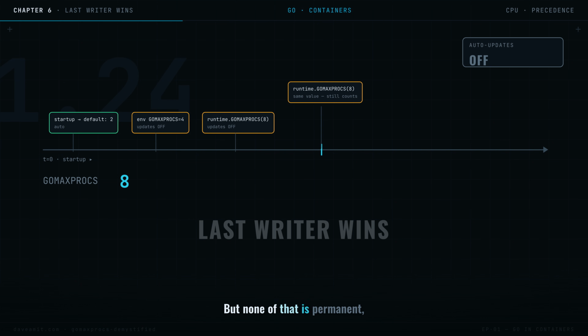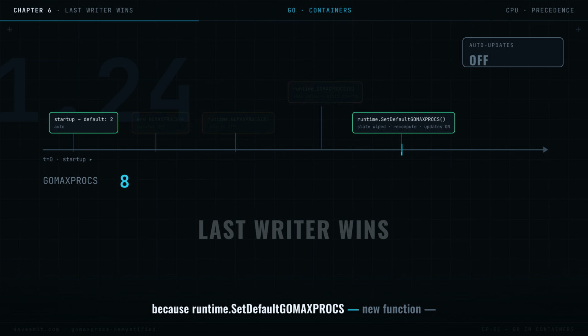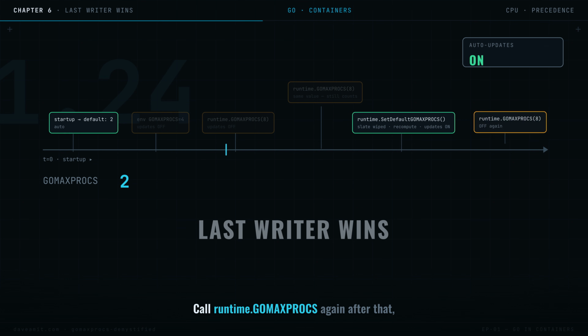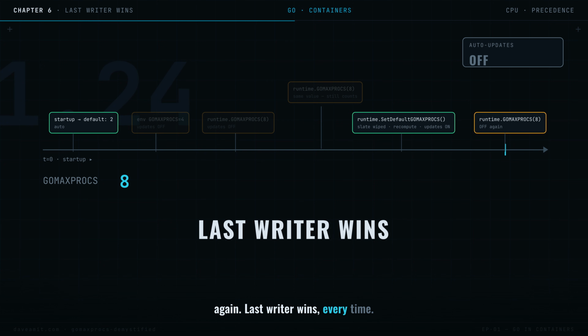But none of that is permanent, because the new runtime.SetDefaultGOMAXPROCS function wipes the slate. It recomputes the default from current host, affinity, and cgroup state. It ignores the environment variable and any earlier explicit call, and auto updates resume. Call runtime.GOMAXPROCS again after that, and the explicit value wins and the updates die again. Last writer wins every time.